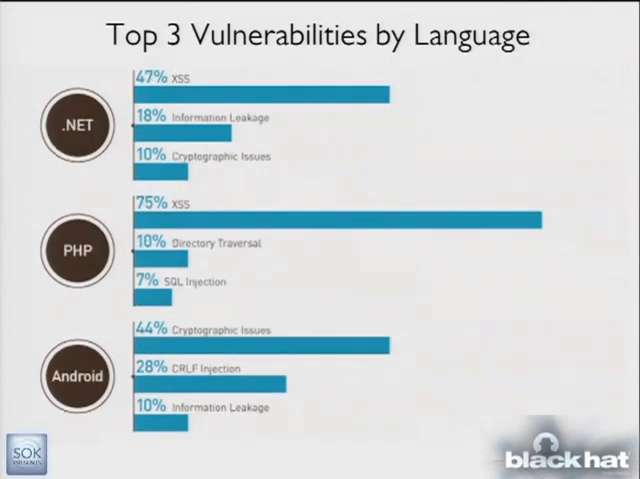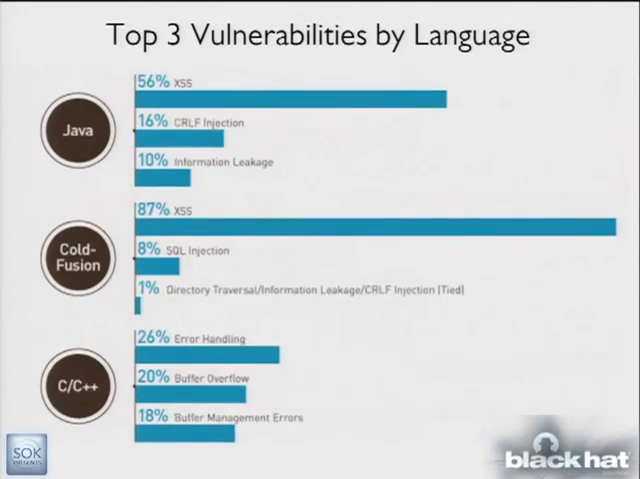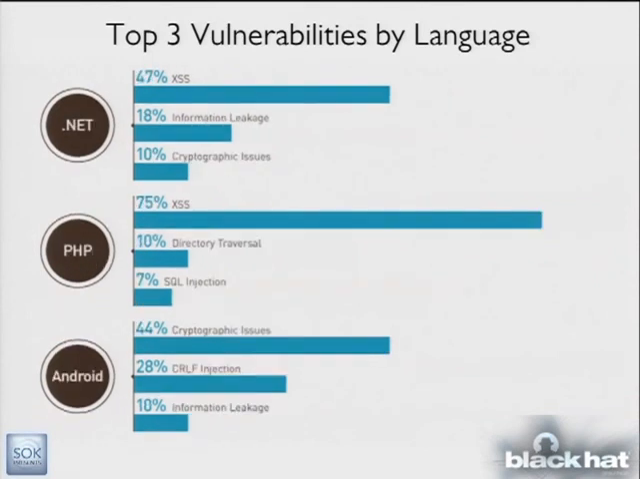.NET looks a lot like Java with cross-site scripting and information leakage, but a cryptographic issue shows up where it wasn't on Java. You see up here, number 3 is information leakage. So it tells me that .NET isn't supporting writing cryptography as well, or the developers aren't trained as well in cryptography.